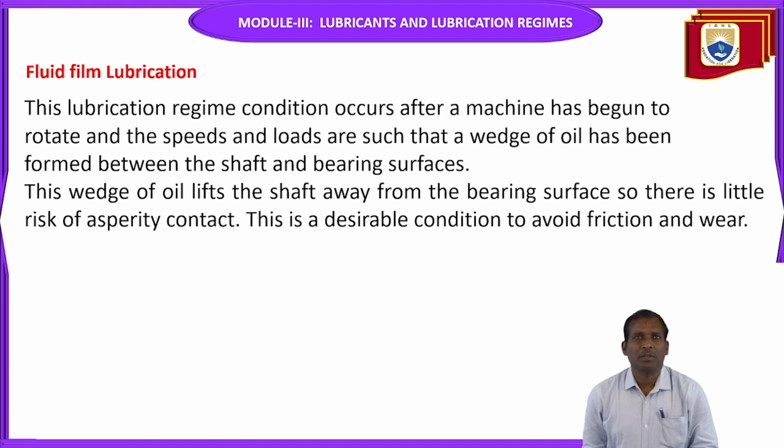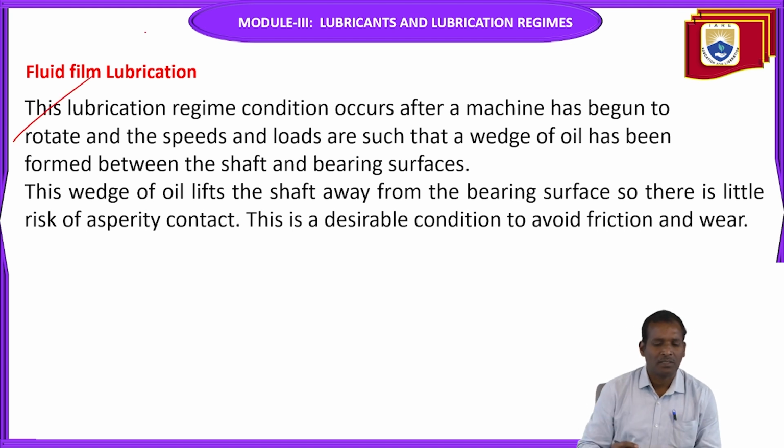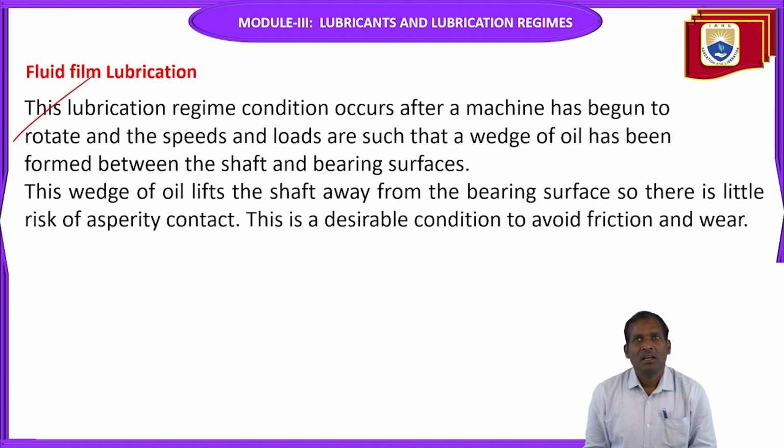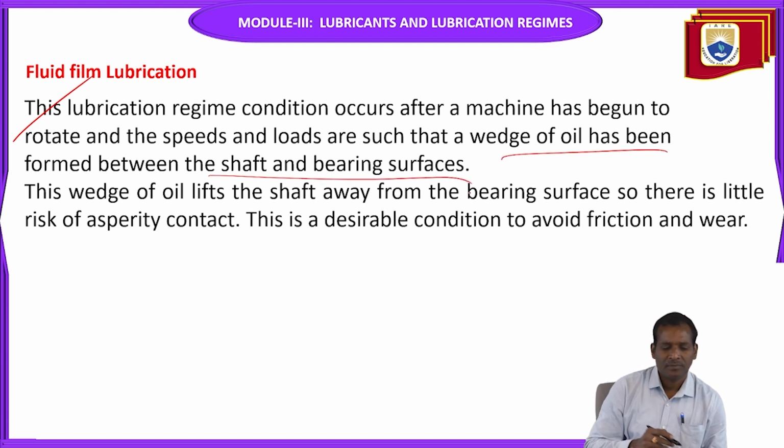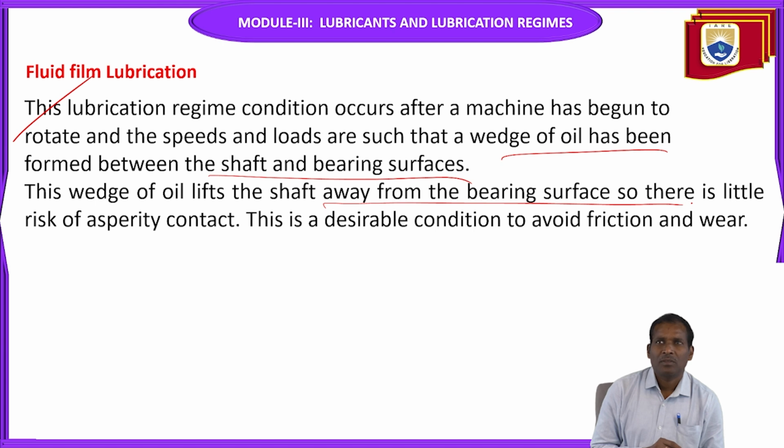So next, fluid film lubrication. This lubrication system condition occurs after a machine has begun to rotate and the speeds and loads are such that a wedge of oil has been formed between the shaft and bearing surfaces. This wedge of oil lifts the shaft away from the bearing surface. So there is little risk of asperity contact. This is a desirable condition to avoid friction and wear.